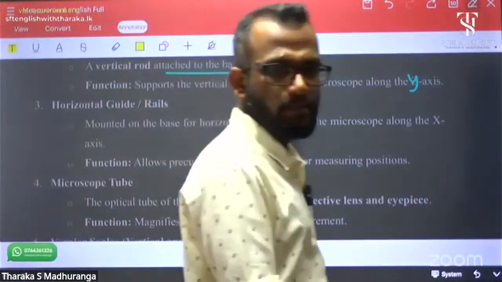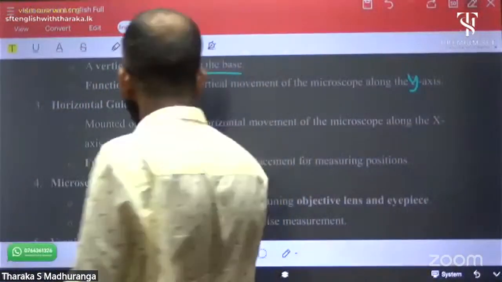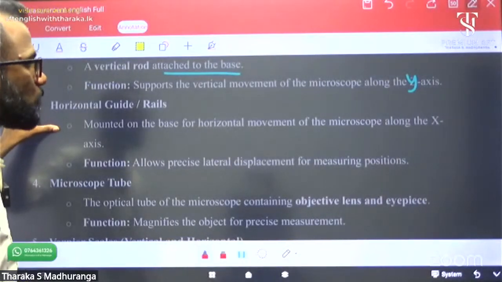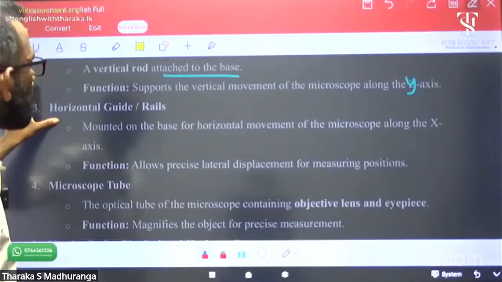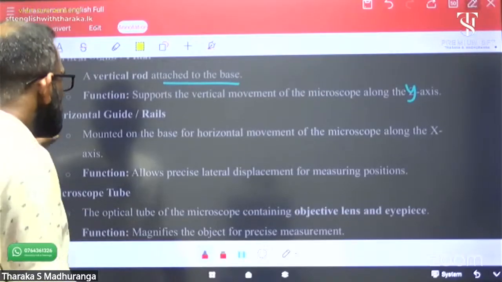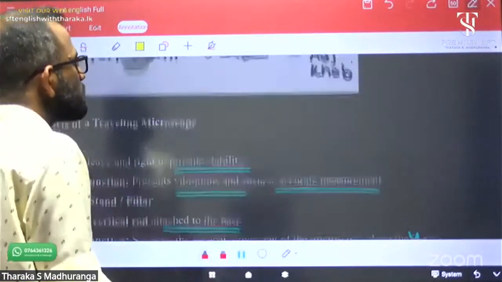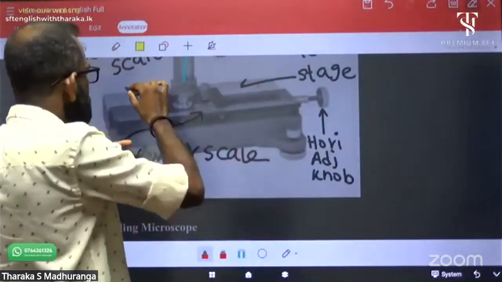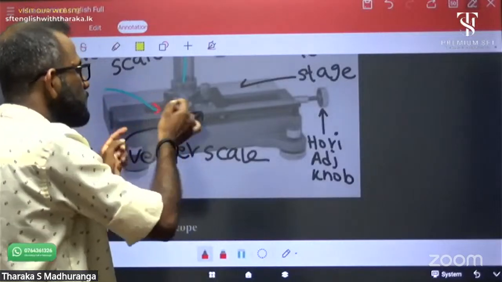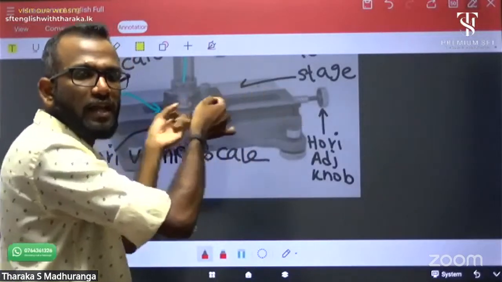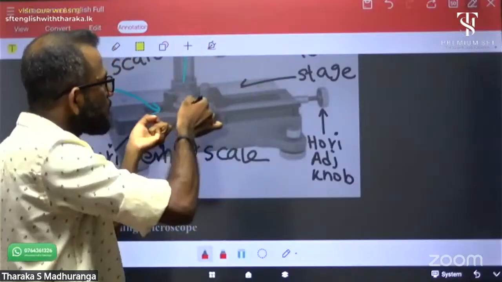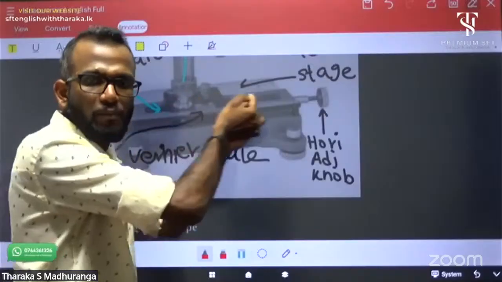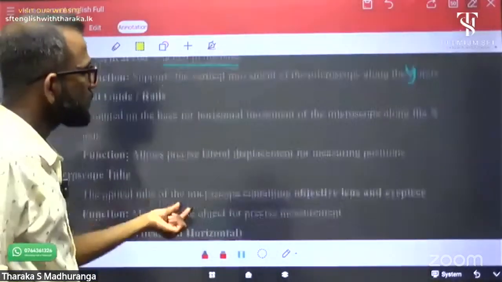Horizontal guide. It is mounted on the base for the horizontal movement of the microscope along the x-axis. Horizontal guide means this part. Along this guide we can move this vertical part.